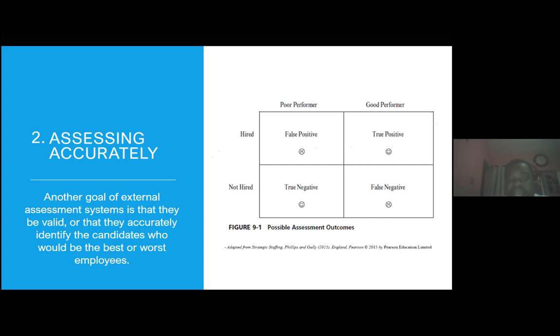With these two types of errors, one type can be more important than the other. For example, for iris jobs, false positives can be particularly expensive. Can you imagine what would happen if a pilot or surgeon was hired? Next slide, please.